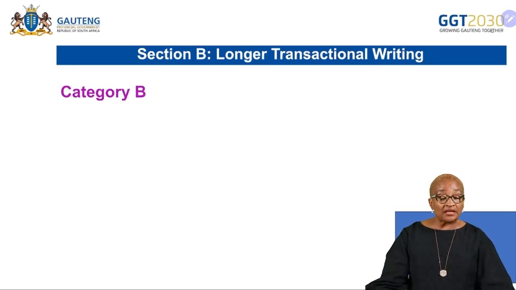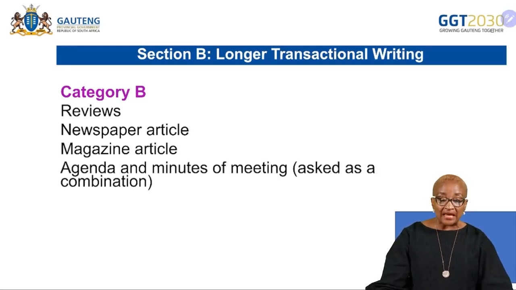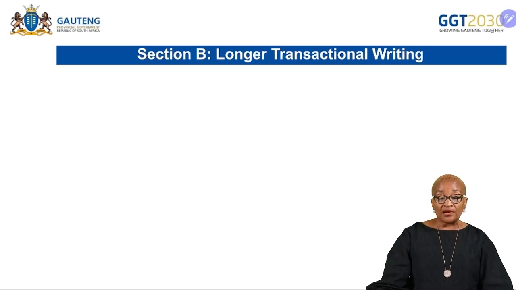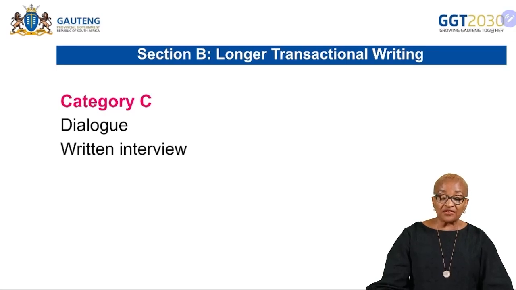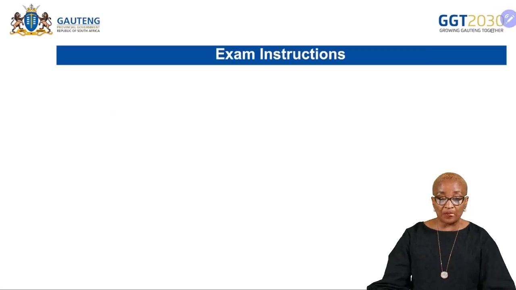Let's have a look at category B. This is made up of a review, newspaper articles, magazine article, agenda and minutes of meeting. They are also asked as a combination. A formal or informal reports. And lastly, an obituary. Let's have a look at category C. This is made up of a dialogue, written interview, written formal or informal speech.